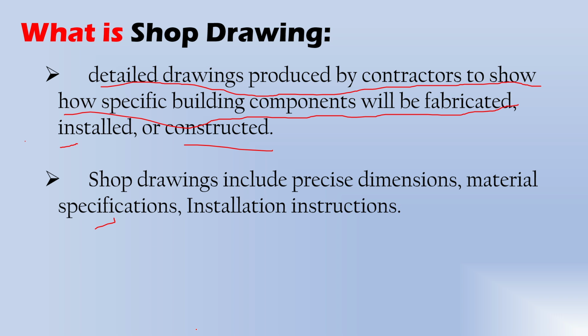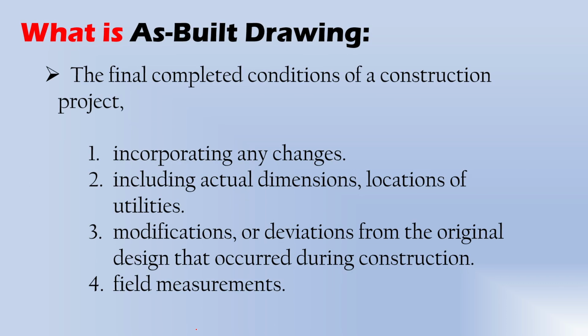This is made by the contractors, and it gets approved by the consultant. After that only we can proceed with the work at site. So this drawing is called shop drawing. At last we have the as-built drawing, the final completed condition of the construction project. We have to make this drawing. What are the things we have to consider in this drawing? I listed four major things. This as-built drawing should incorporate any changes.